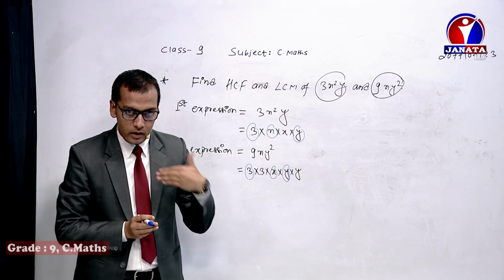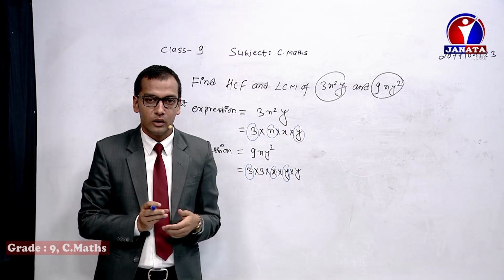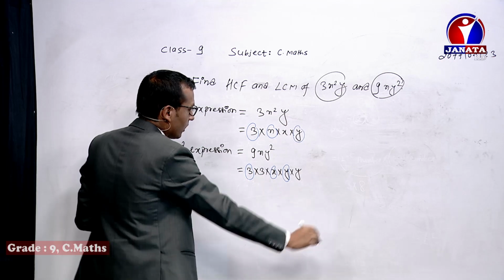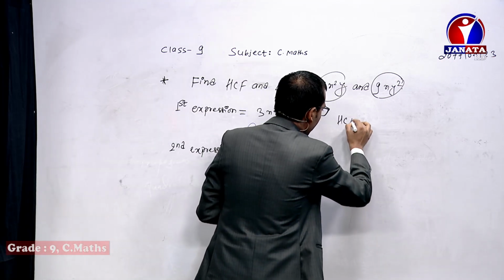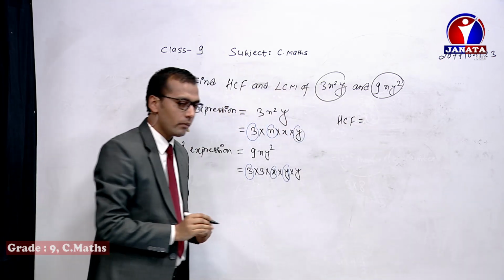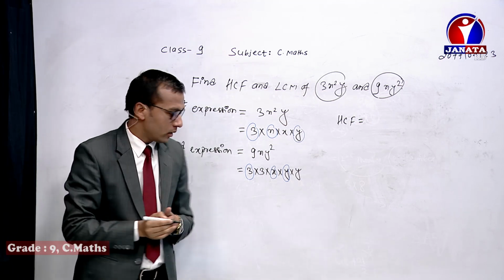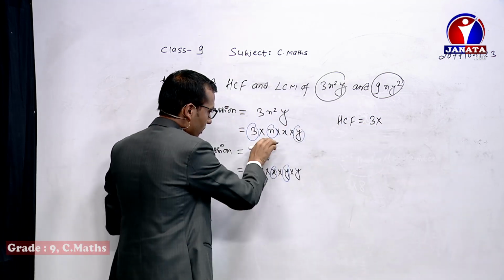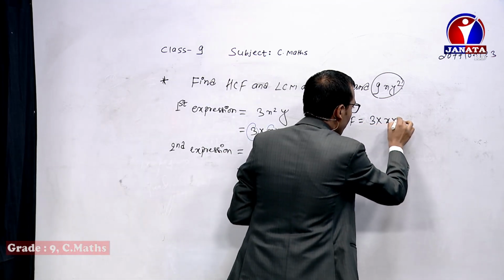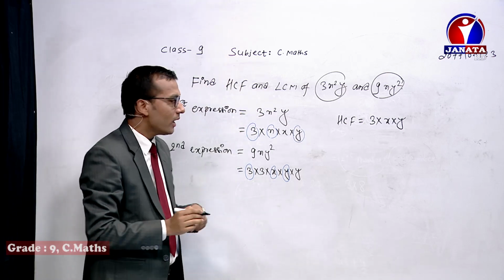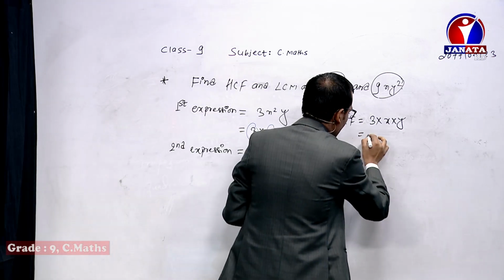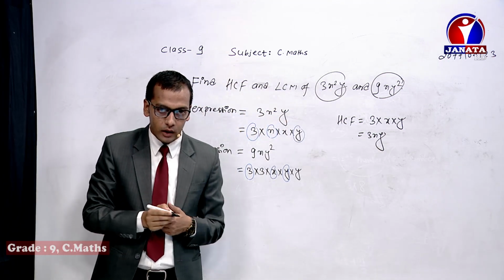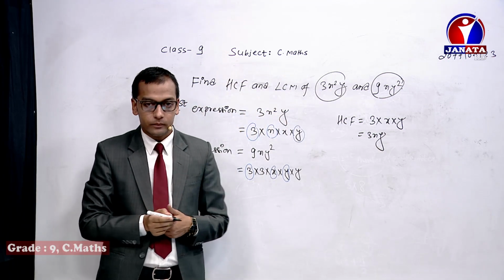Then HCF is product of all the common factors from the given expressions. So therefore, HCF is product of all the common factors. So first of all, 3 times x times y. So 3xy is HCF.